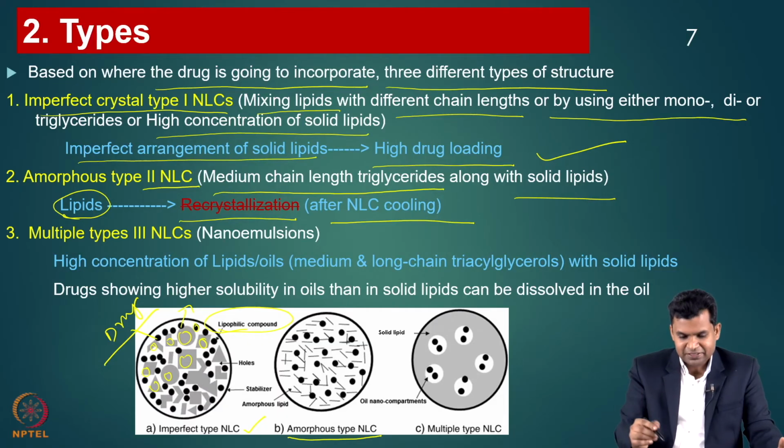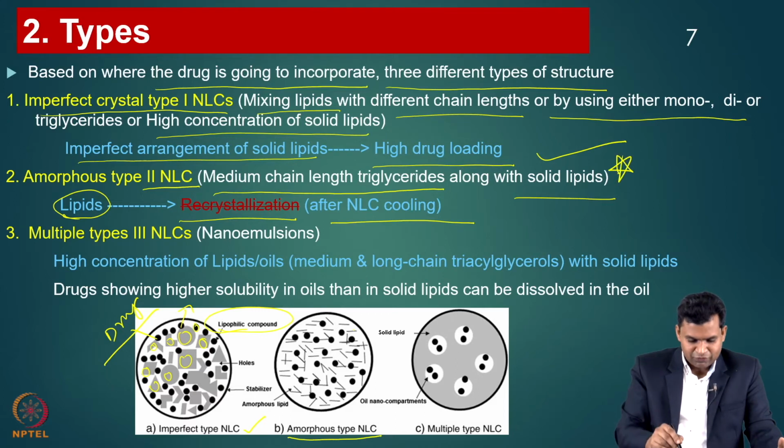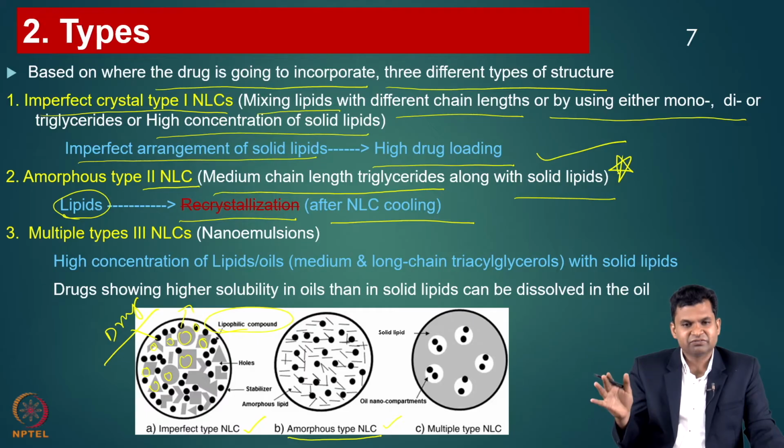Yes, that will depend on the nature of your lipids. So now you can see there is no arrangement of crystals. There are no crystals in here. Now we can see everything is dispersed, which is amorphous in nature. So that is called amorphous type 2. You don't see any crystal formation in type 2 because of the nature of the lipids.